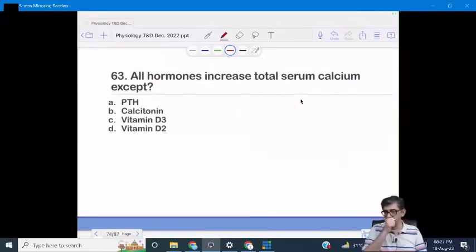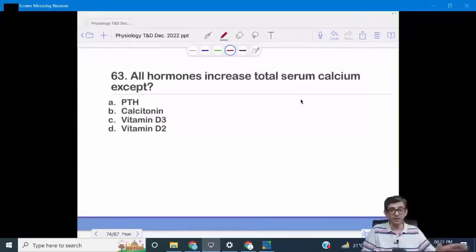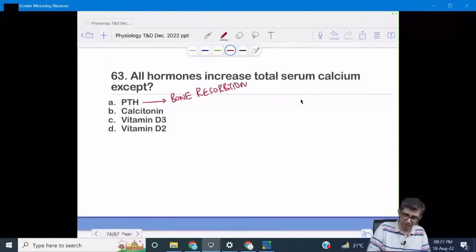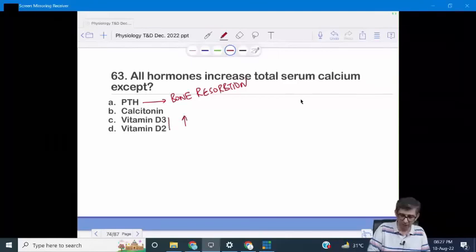All of the following hormones increase total serum calcium except, so PTH causes bone resorption, so it will be able to increase the amount of serum calcium. Vitamin D3 also causes an increase in the values of serum calcium. Like we give vitamin D to patients who have less calcium in their body. When we give vitamin D3, then calcium levels will rise.